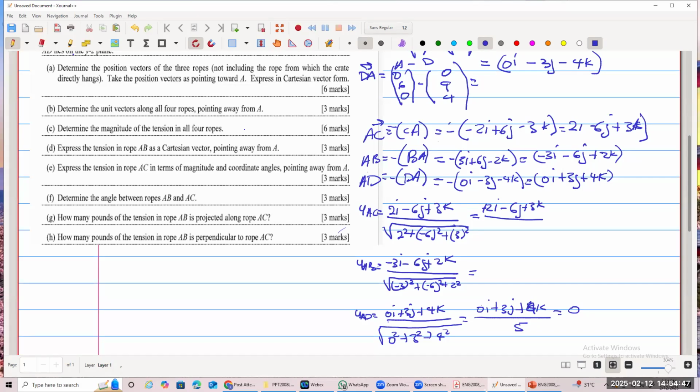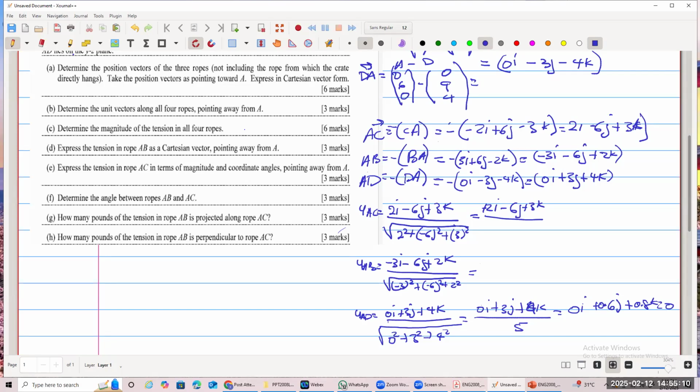And so that will give you 0. 3 upon 5 will give you what? It looks like 0.6. So it's 0I plus 0.6J plus 0.8K. That is the unit vector for that one. What's this one up here now?